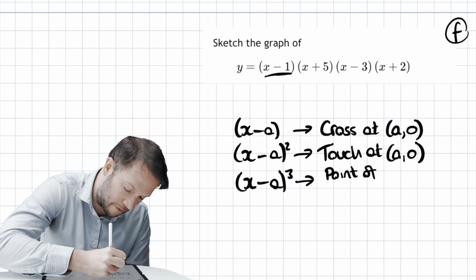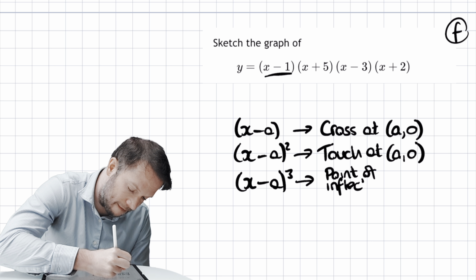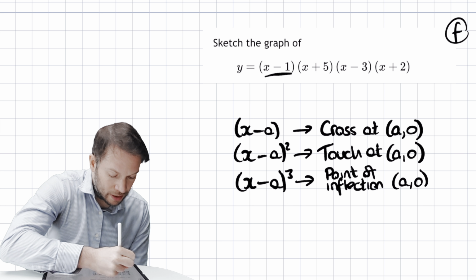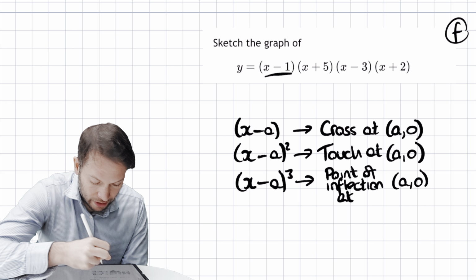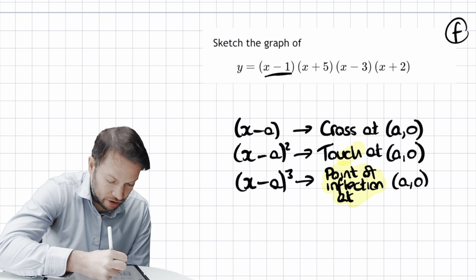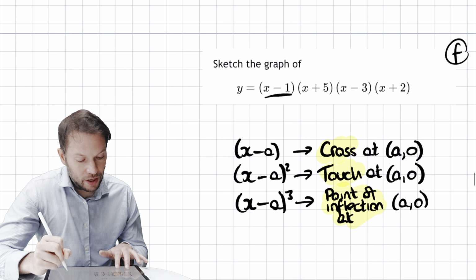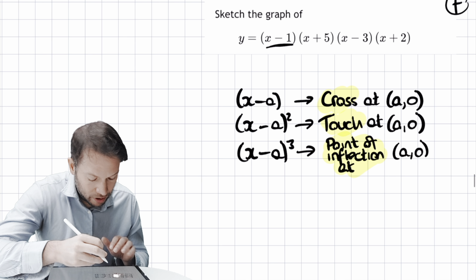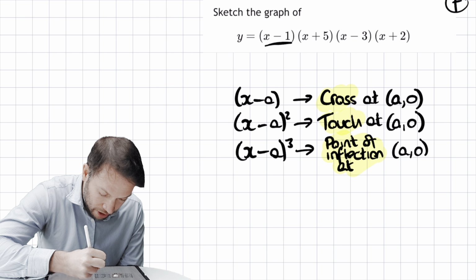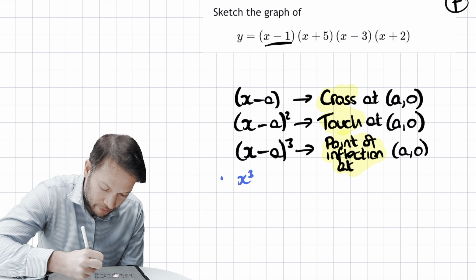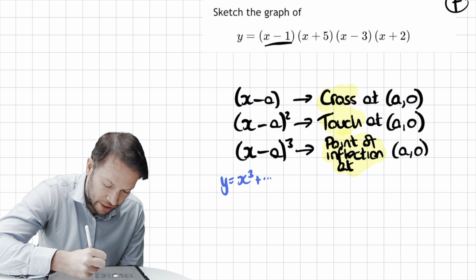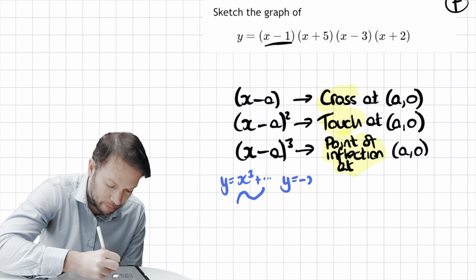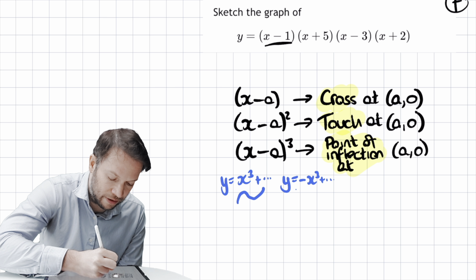We'll see that in a moment, at a, 0. So let me just highlight that: point of inflection versus touch versus cross. Also note that with cubics, a positive x cubed term, like 1x cubed, for example, is going to have an uphill trajectory. And if you have y equals minus x cubed or something, it's going to be overall a downhill trajectory.